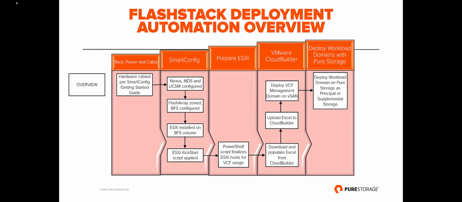Obviously, right now we're on the far left with the overview phase, but this is what the overall deployment process will look like. That prepare ESXi section is a little bit unique in that we use that to basically build a bridge between SmartConfig and VMware Cloud Builder, because VMware Cloud Builder does require a few things to be in place, like management IP addresses. So we'll show you a few example ways that you can prepare ESXi hosts built by SmartConfig to then be used within VMware Cloud Builder as well as VMware Cloud Foundation.